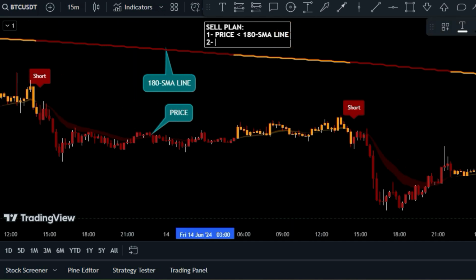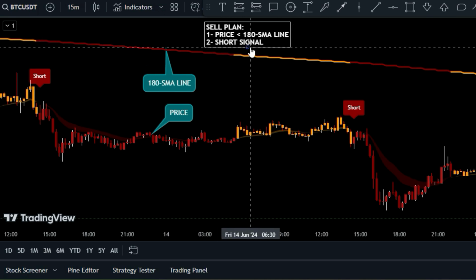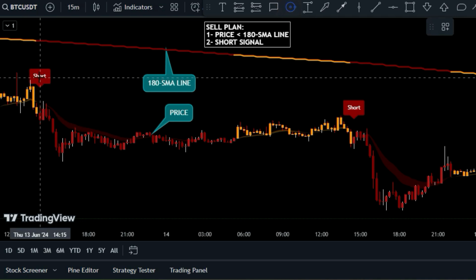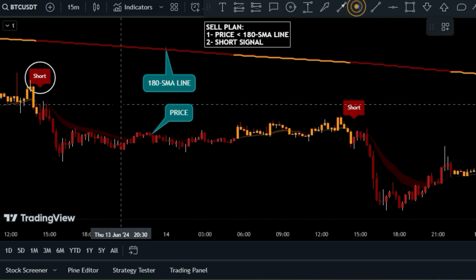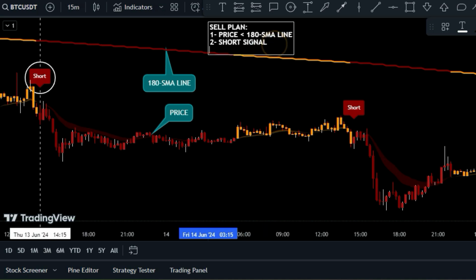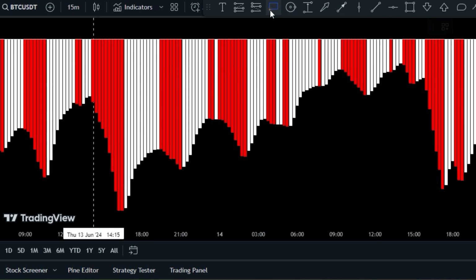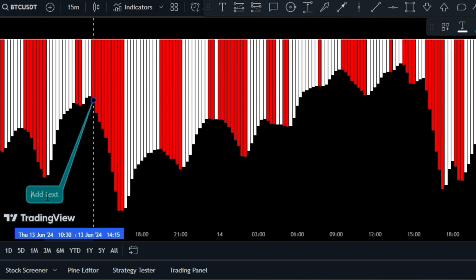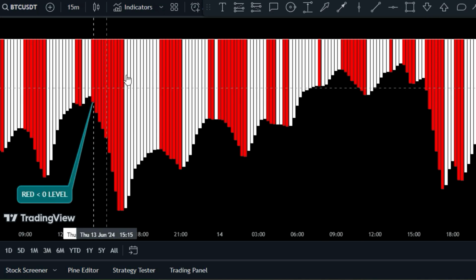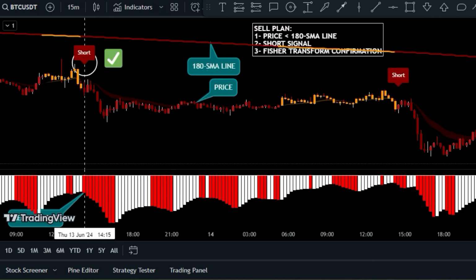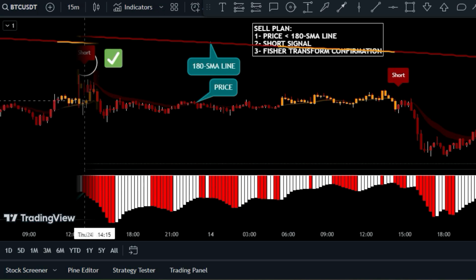And then look for a short signal from the EMA Cross Plus Trend Channel indicator. And finally, make sure the Fisher Transform indicator is on the same page. If the histogram is red and below the zero line, you've got the green light to proceed with your sell trade. So, if all these conditions are met, it's time to pull the trigger and open a sell position.